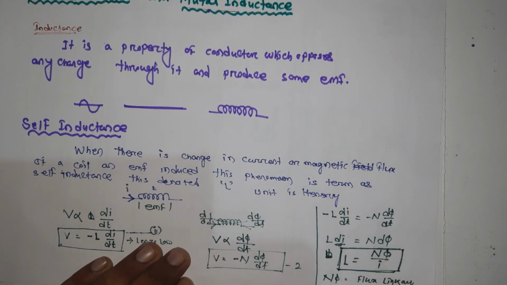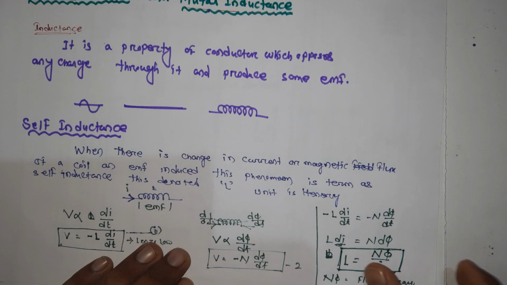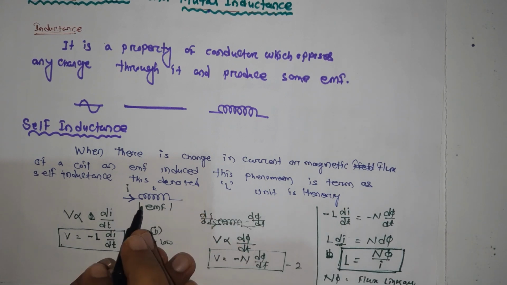Likewise, we are going to discuss what is mutual inductance. In self-inductance, there is only one coil.